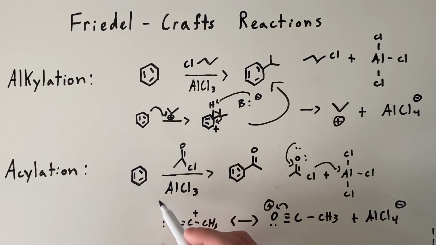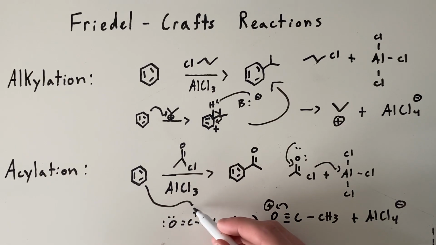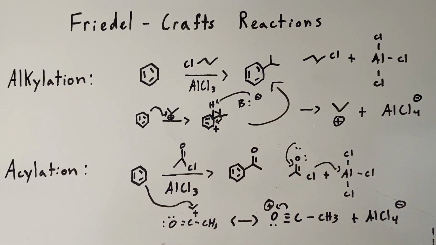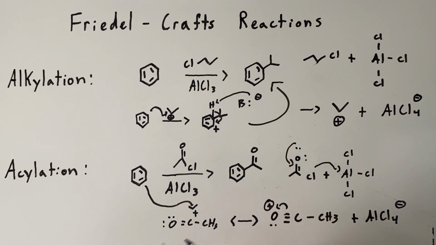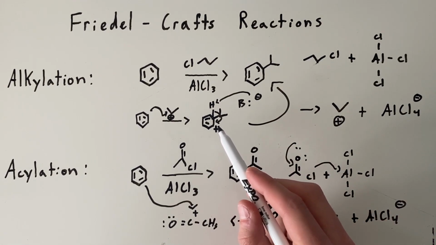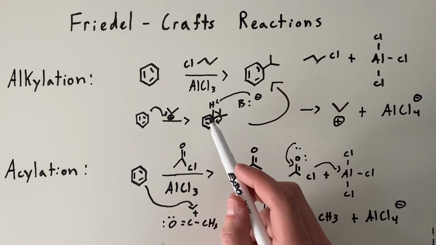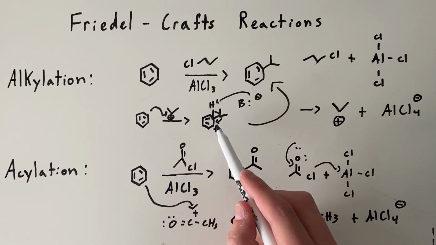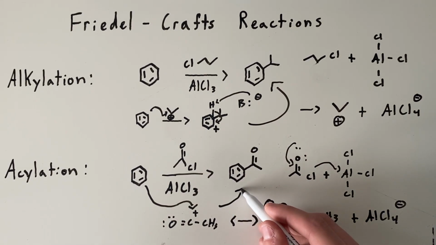So from our benzene ring, we're going to get our pi electrons coordinate to this carbocation, and the same elimination reaction will occur right here, where the base, which is our aluminum tetrachloride, will deprotonate the hydrogen, pushing pi electrons back to the benzene ring, and ultimately forming our product here.